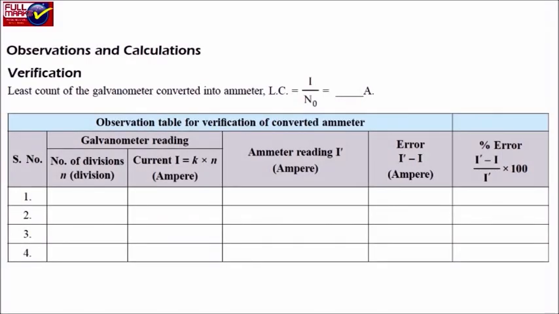Observations and calculations. Result: readings of converted ammeter and standard ammeter are nearly the same. Hence, conversion of galvanometer into ammeter is perfect.